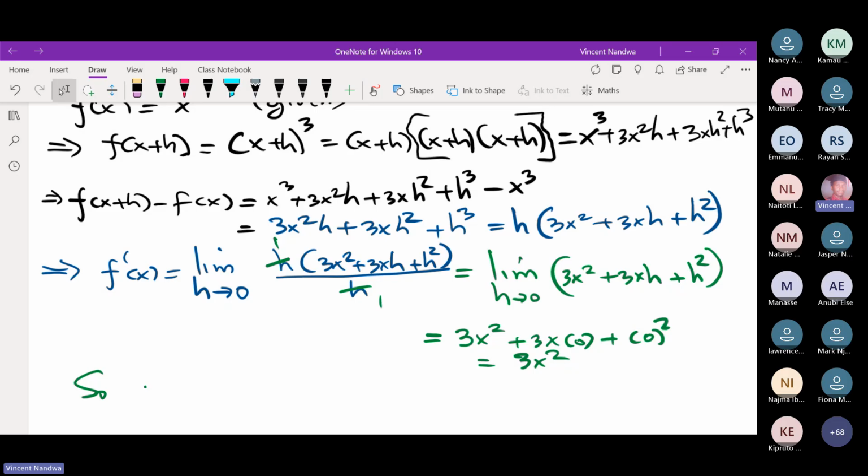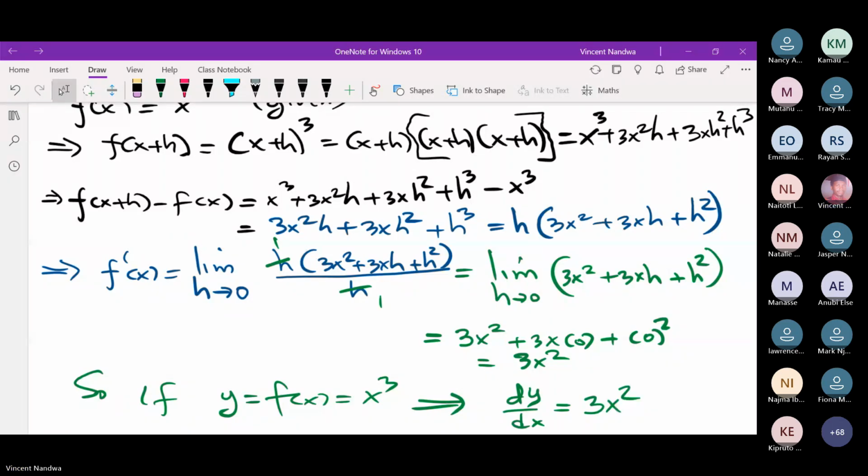So we are saying if y is x power 3, then this implies dy dx or f prime of x is 3x squared. If you remember your Form 4 work, this is actually the correct answer. Then part B, I hope you can do the same thing for part 2.